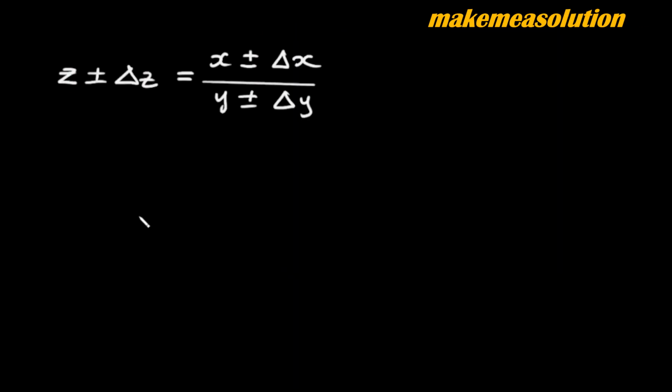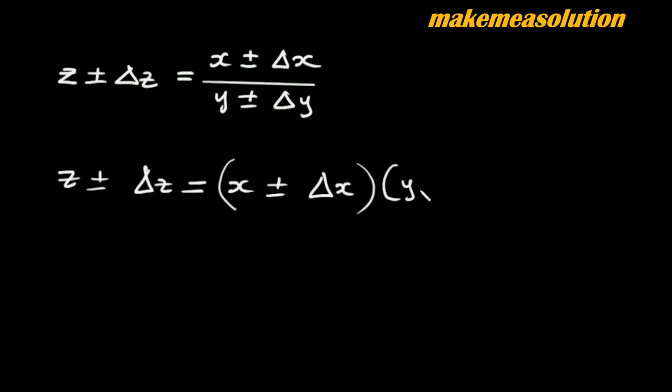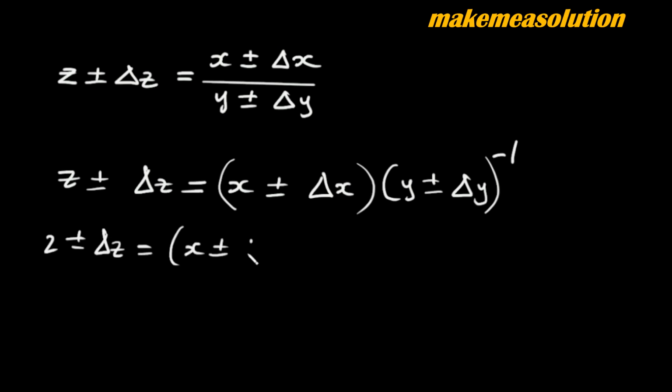So we are going to use mathematical assumptions and formulas to obtain the value of z and delta z respectively. So the first thing I'm going to do is z plus minus delta z is equal to this. Over here we have x plus minus delta x, then I have y plus minus delta y to the power of minus 1, of course by law of indices. Then you have z plus minus delta z is equal to x plus minus delta x, then I'm gonna factor out y like this.